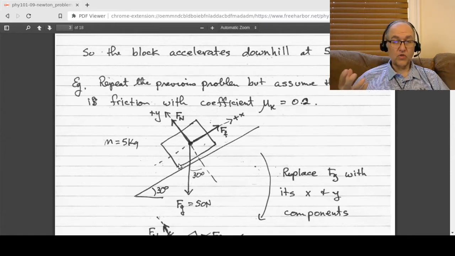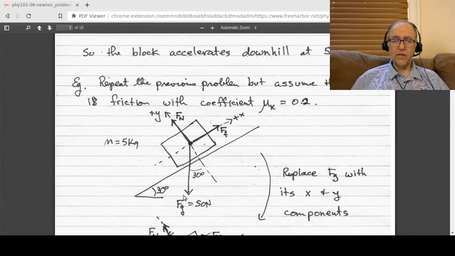Then ask yourself, what forces are acting, and what direction are they acting in? Well, there's gravity. I usually start with gravity. That's the most obvious. There it is. There's the force of gravity straight down. And we know mg is going to be 50 newtons, so Fg is 50 newtons. And we know that that angle in there is 30 degrees, because we convinced ourselves that that's how it works. Okay, if this is 30 degrees there, that's going to be 30 degrees there like that. Okay, great. We've got Fg.